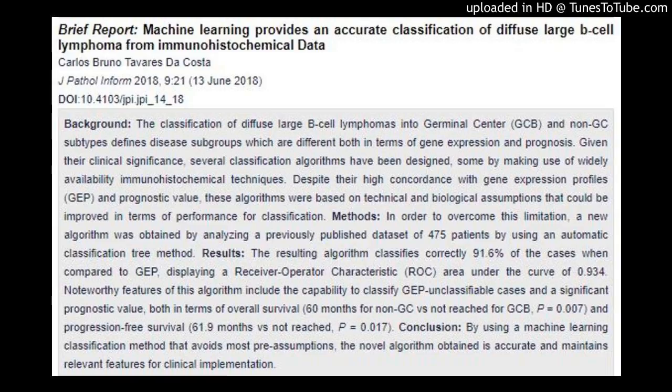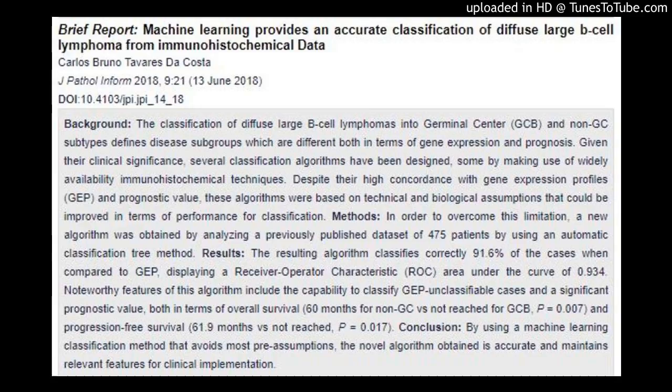Methods: in order to overcome this limitation, a new algorithm was obtained by analyzing a previously published dataset of 475 patients by using an automatic classification tree method. Results: the resulting algorithm classifies correctly 91.6% of the cases when compared to GEP, displaying a receiver operator characteristic, ROC, area under the curve of 0.934.